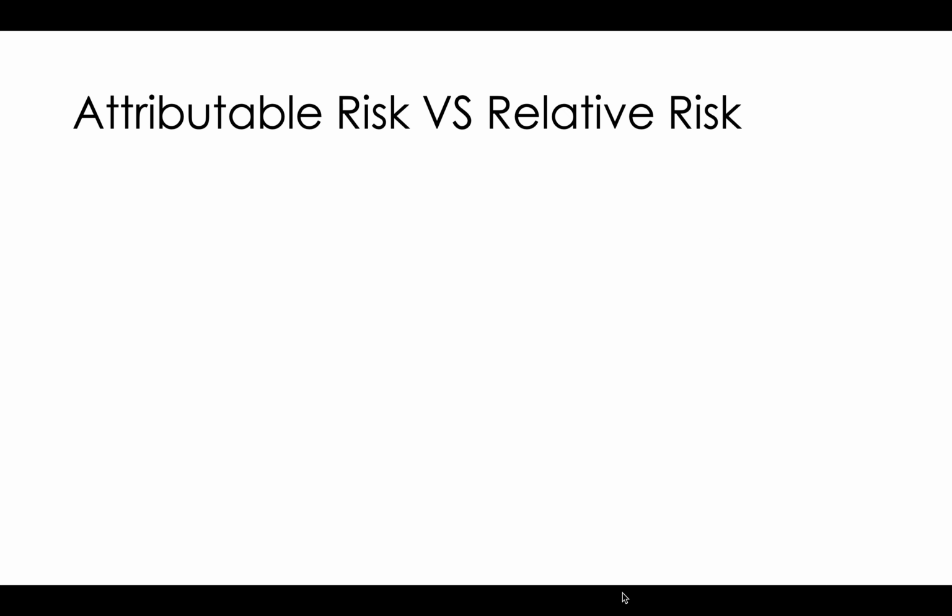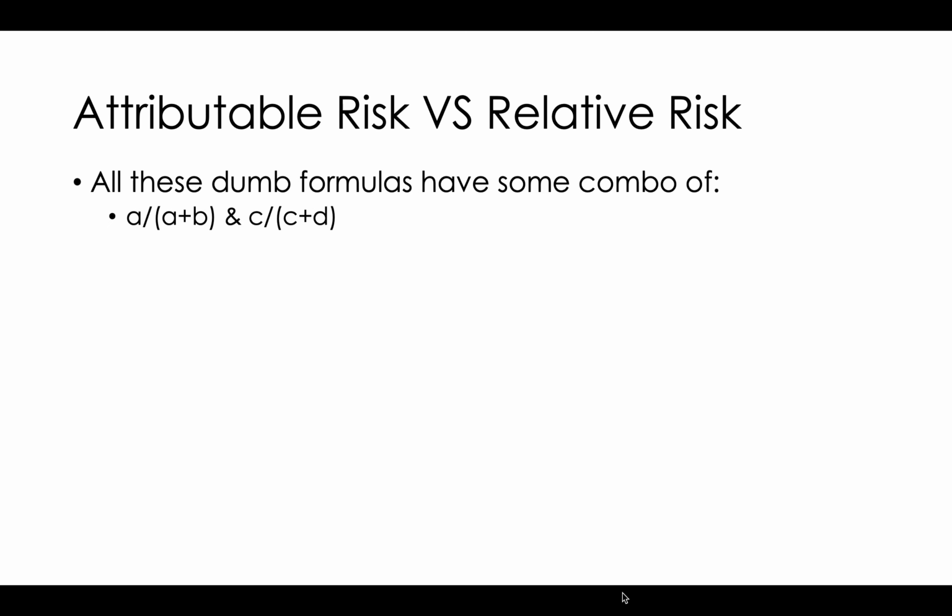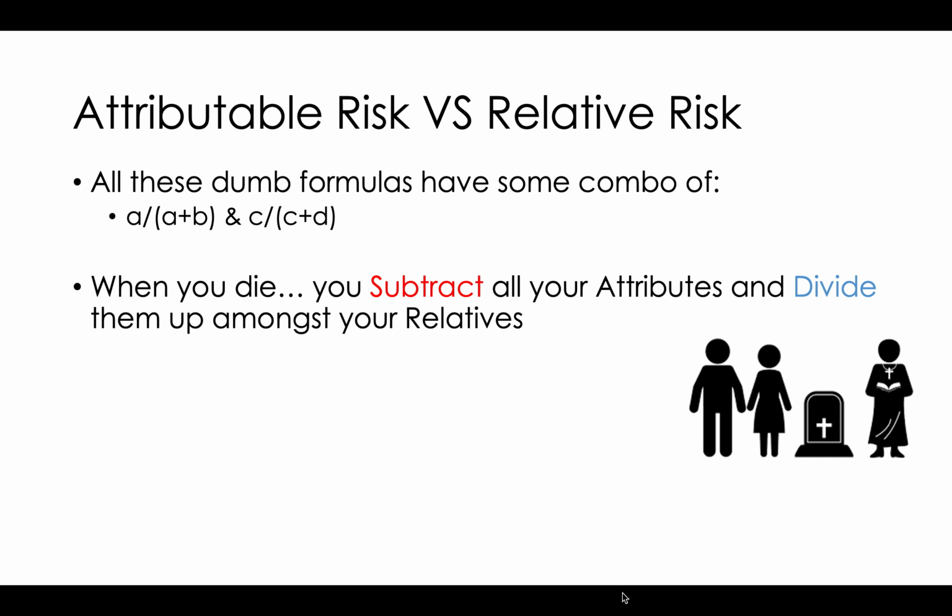So first, I can never remember all of these formulas. They pretty much have some combo of A over A plus B and C over C plus D, and they have them in different orders and different adding, subtracting, whatever, and I can never remember what it is. So my friend and I actually came up with a sentence, and if you can remember this sentence, then you can kind of figure out which formula you need.